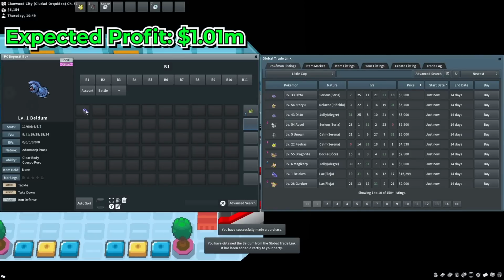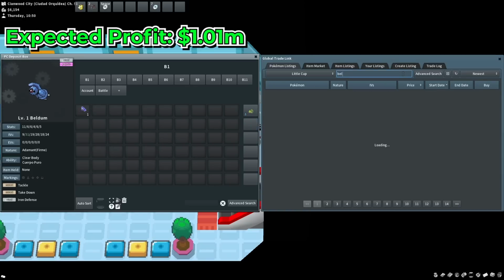This is one thing to know about. Beldum goes for 15k if it has at least 131 IV, and if the 31 IV is in attack or speed and it has a good nature, which in this case would be adamant or jolly, it goes for more. So let me show you.